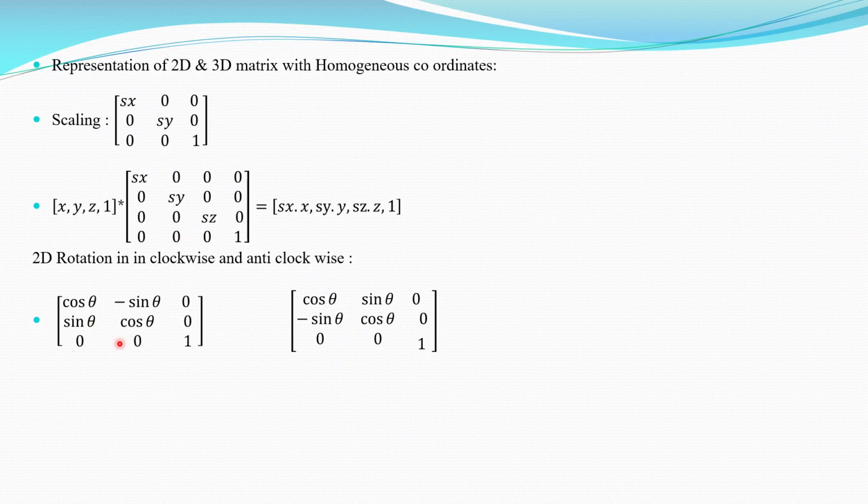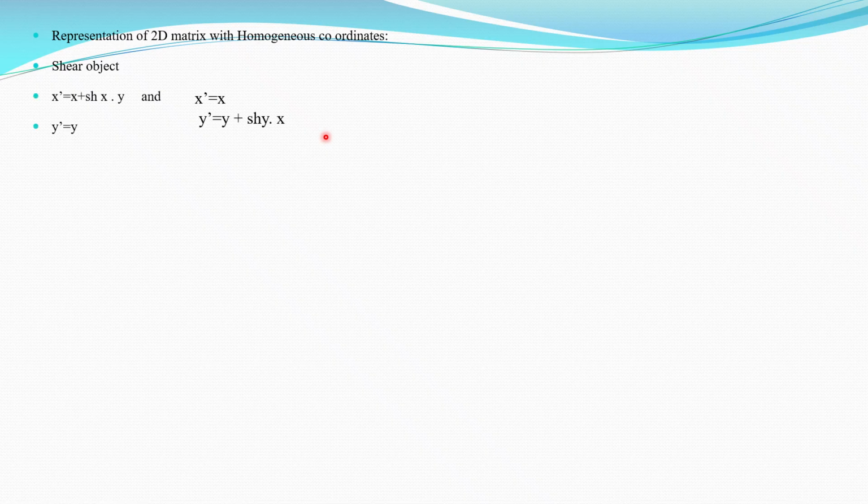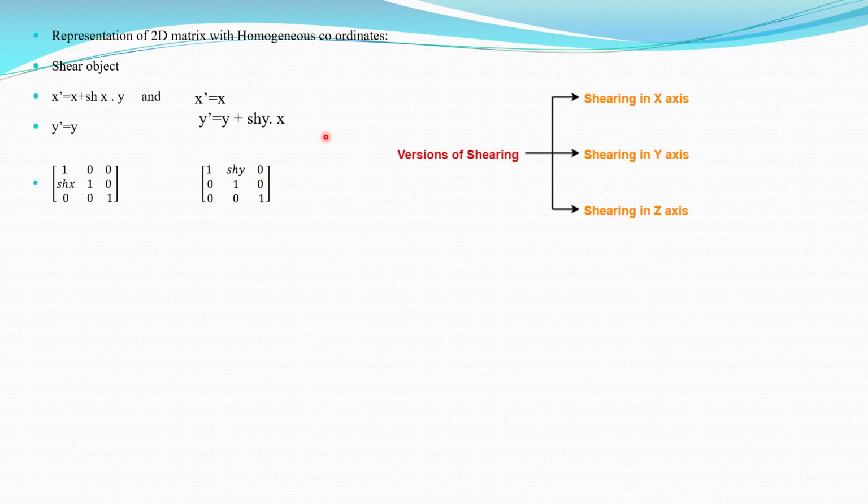This is for clockwise and anti-clockwise rotation in 2D, and this is for 3D. On the x-axis, x will be 1 and the y and z coordinates will change with the values of cos and sine. This is for the y-axis and this is the z-axis. The method is the same, with matrix multiplication. Instead of 2D, we are applying 3D operations, and with homogeneous coordinates 2D is 3 by 3 and 3D is 4 by 4.